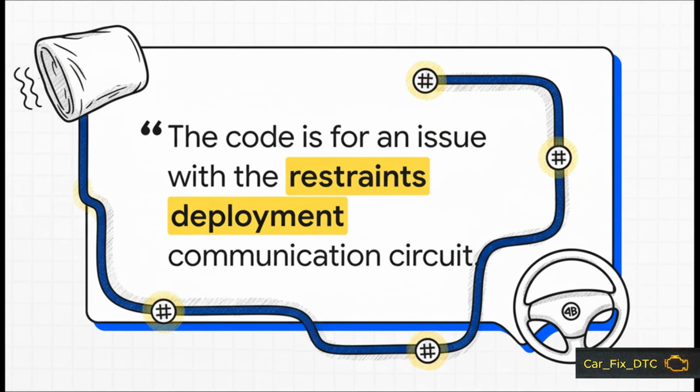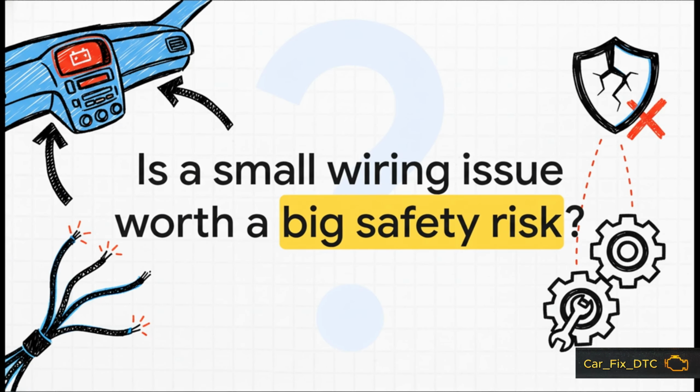And I really want to end by focusing on this direct quote because it's just so important. Restraints Deployment Communication Circuit. Let that sink in. This isn't just some random wire for your radio. This is a core part of a critical safety system in your vehicle. Which really leaves us with one final crucial question to think about. When you see that code P166A pop up, it is so much more than just an annoying light on your dashboard. It's a flag telling you there's a potential communication glitch in the very system designed to protect you in a crash. So you have to ask yourself, is a small wiring issue really worth a big safety risk?